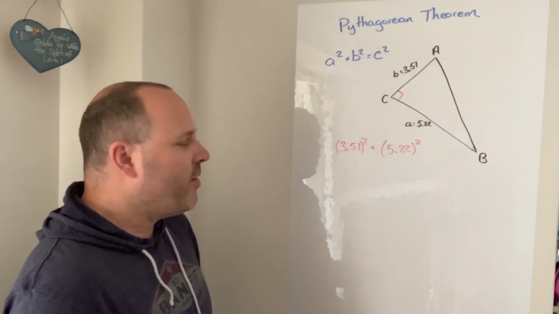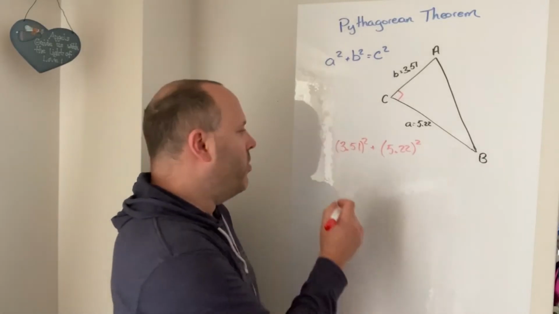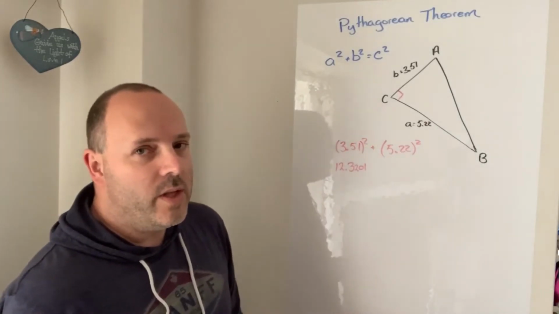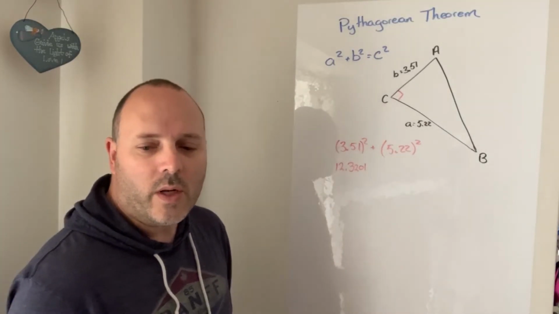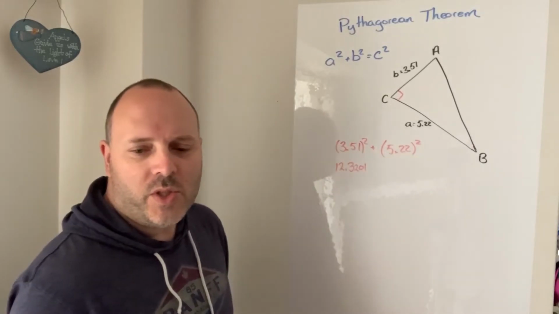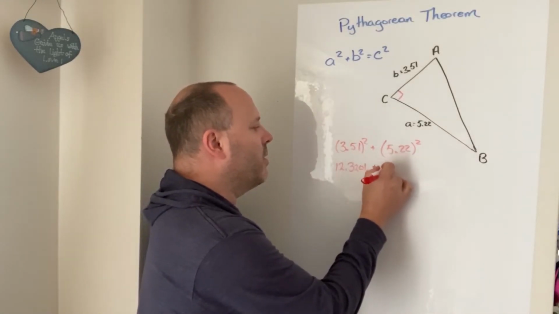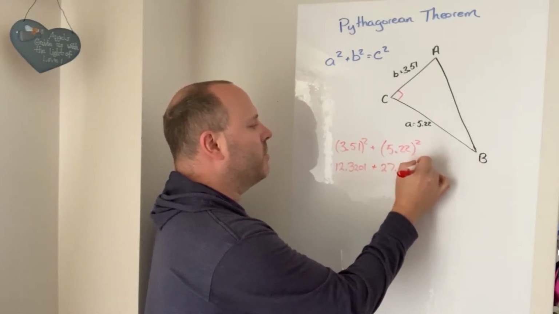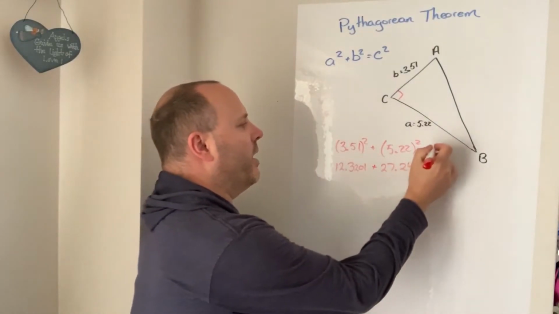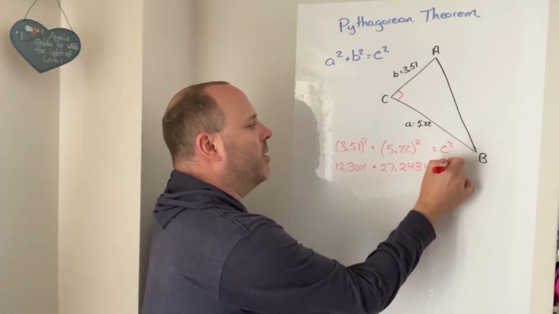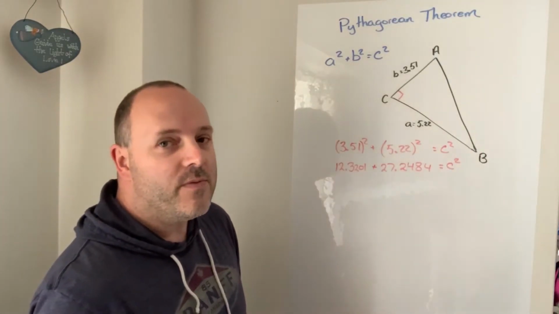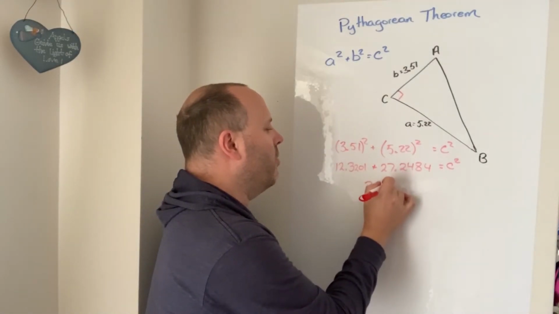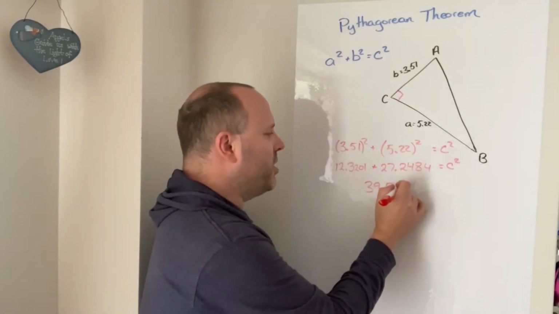Okay, and 3.51 squared, that is 12.3201. No, I didn't do that in my head. I used my calculator before I started recording. Okay, 5.22 squared is 27.2484. And that's going to be c squared. When I add those two together, that gives me my answer for c squared. Add them together, I get 39.5605.